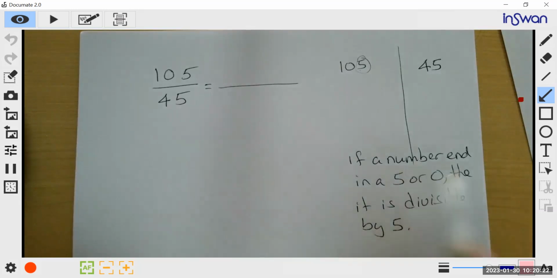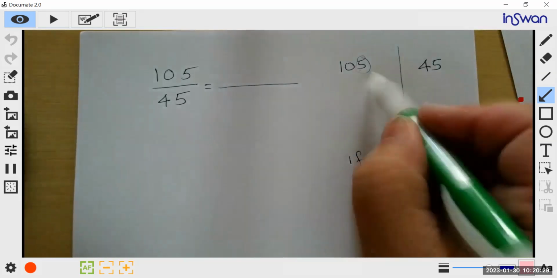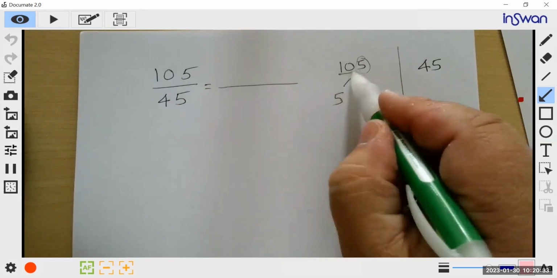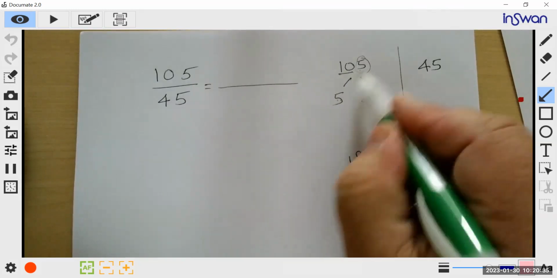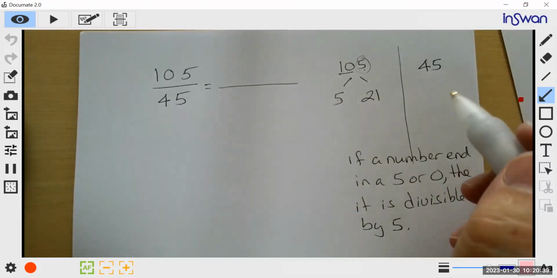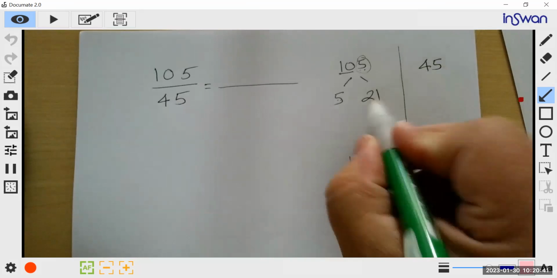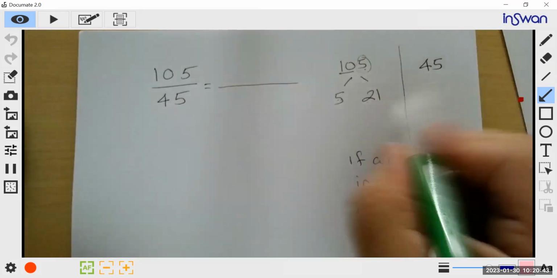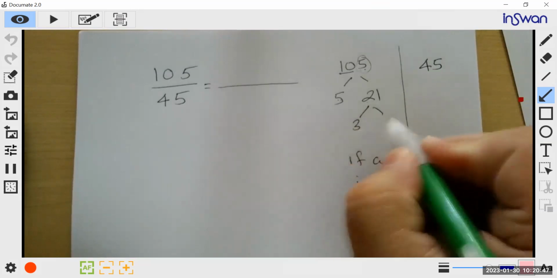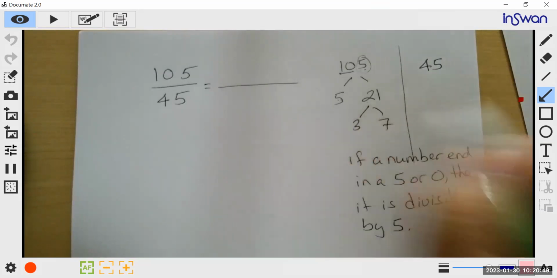So if it ends in a 5, it's divisible by 5. So 105 ends in a 5, so I know that 5 goes in there. 5 goes into 10 twice. 5 goes into 5 once. 21: 2 plus 1 is 3, so this number is divisible by 3. 3 times 7.